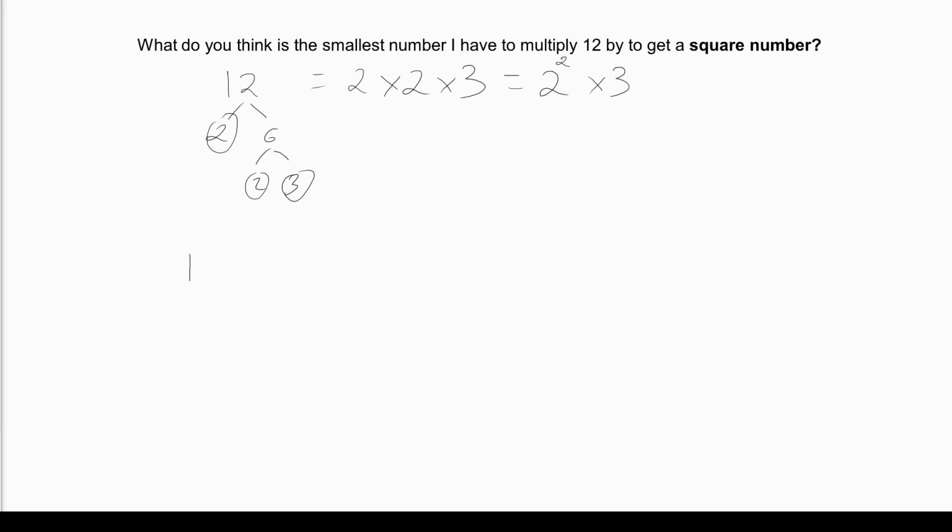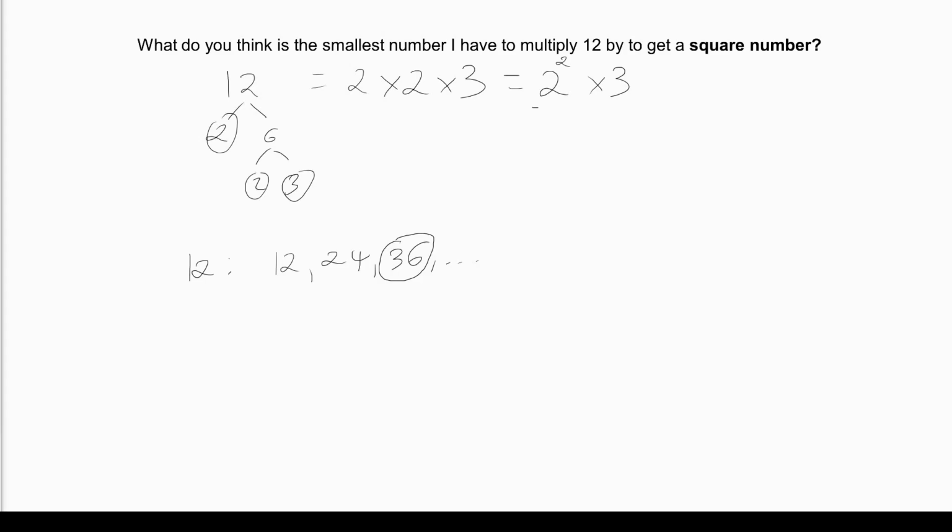Now, if we think about the 12 times tables, we have 1 12 is 12, 2 12s are 24, 3 12s are 36, and so on. But we know that 36 is equal to 6 times 6. It's a square number, 6 squared. So that means that the smallest number I have to multiply 12 by in order to get a square number is just 3, because 12 times 3 is 36.